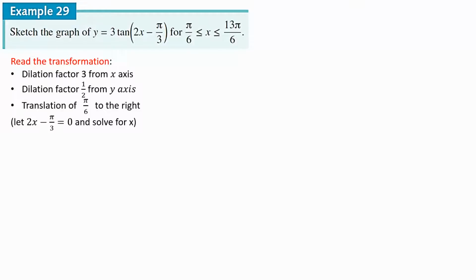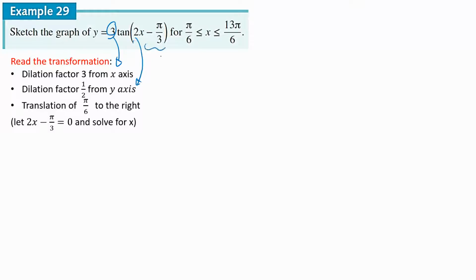We've got 3, dilation factor from the x-axis. So it just means it gets stretched, it's longer vertically. It's got a 2. That tells me it's a dilation factor of half from the y-axis. So that means it gets shrunk by half. So it's thinner as well. So not only is it thinner vertically, it's also thinner in your x-axis. That means you get more cycles from the same period.